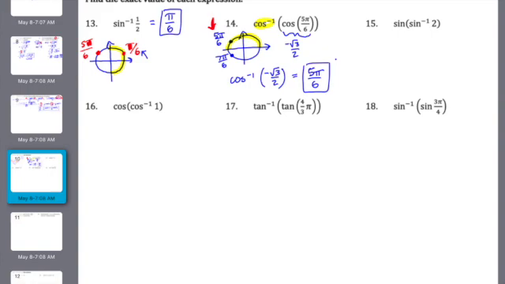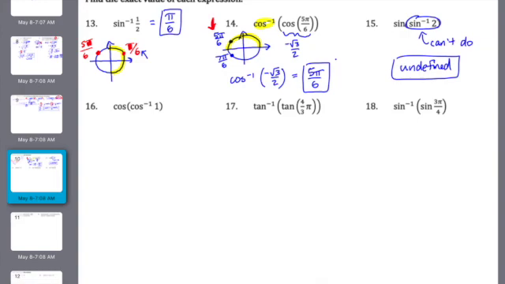Okay, number 15 should be kind of sticking out as a red flag. Your sine value can never be outside of -1 to +1. So this you cannot do. So in this case, this is undefined. So you don't have to do any work with that one.